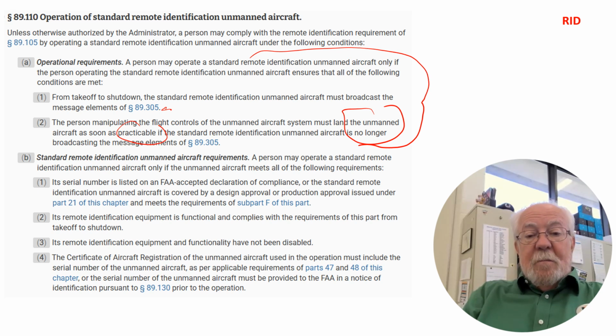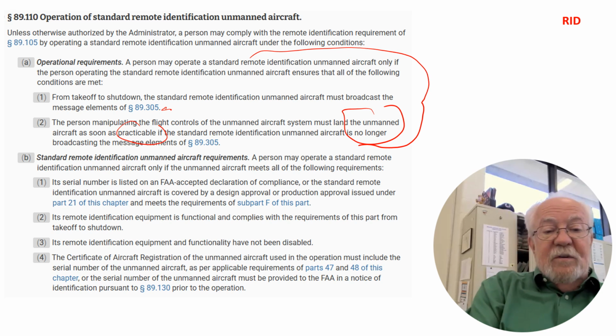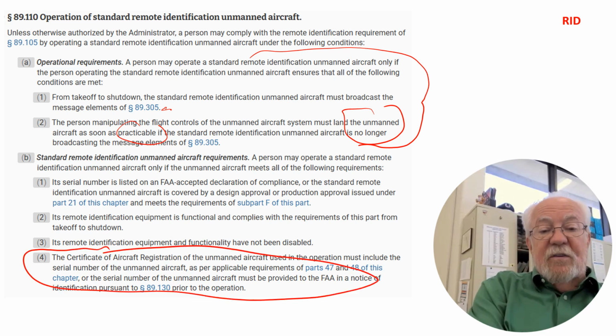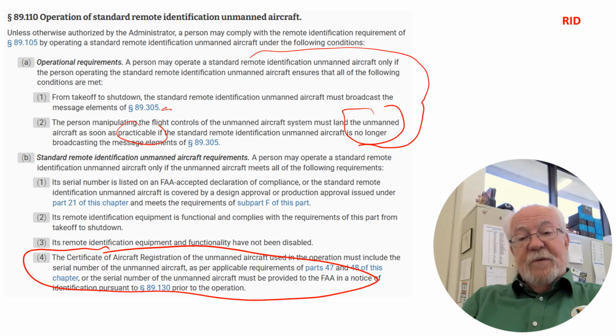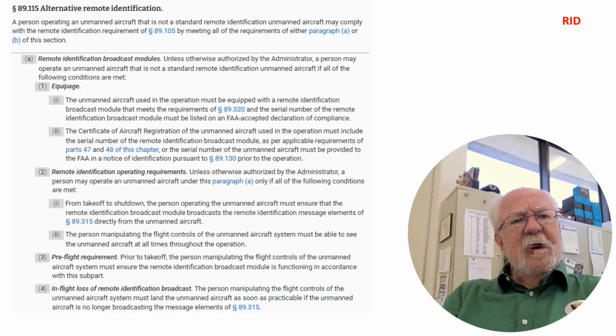Can't disable it. Yeah, here it is. Here I was looking for that. Certificate of aircraft registration must have the serial number of the RID, which the manufacturer provides in that case. Okay, but how about other situations?